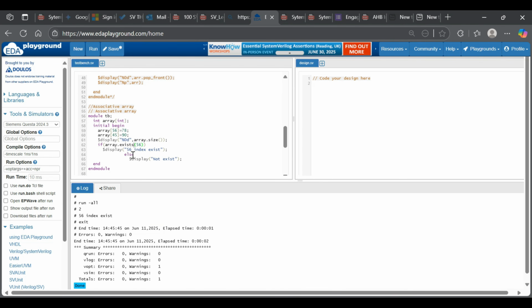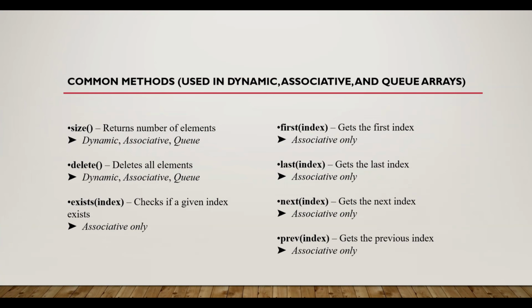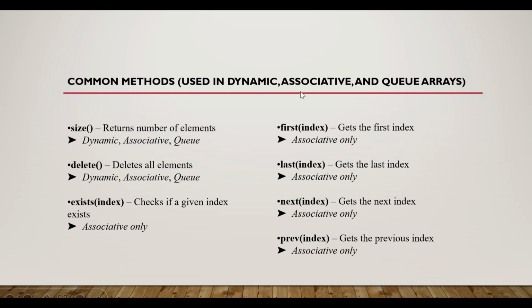Now let's see some methods which are there in all these arrays. You should note down all these methods because they are very useful. These are some common methods in dynamic, associative and queue arrays. The size method is there in queue, dynamic and associative arrays. The delete method will delete all your elements. The exists method checks whether the given index exists or not, and it is applicable only for the associative array, which we have recently seen.